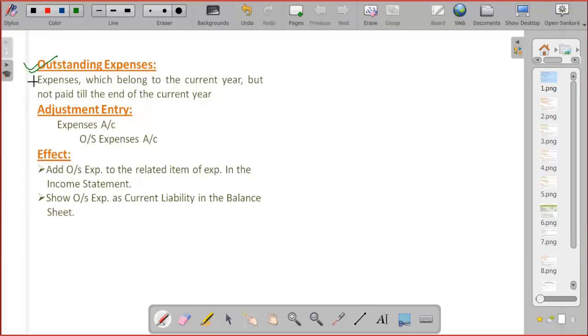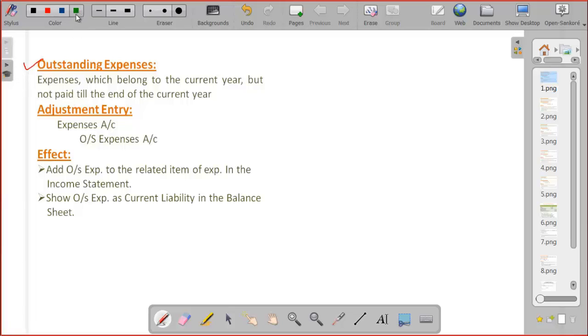Okay. So first we will discuss what we actually mean by outstanding expenses. Then we will discuss the adjustment entries, that is, what adjustment entry we are to pass for outstanding expenses. Got it? So we will discuss the meaning, then the adjustment entry, and the effect of that adjustment entry on our financial statements. So the first adjustment is outstanding expenses.